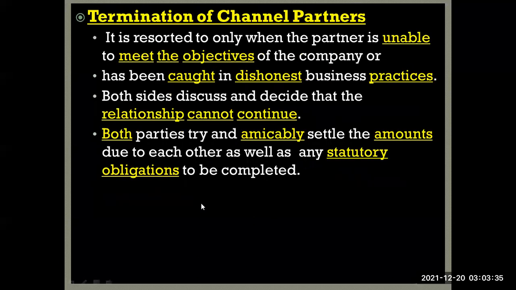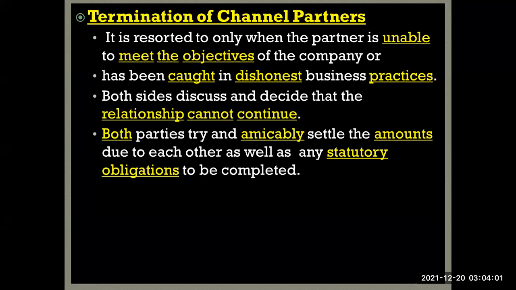Termination of the channel partners. It is resorted to only when the partner is unable to meet the objectives of the company or has been caught in dishonest business practices. So sometimes a wholesaler or retailer cannot perform or cannot sell the products. Then we should terminate their distributorship or the agency or the franchisee or the contract, and we should give it to someone who can better perform these tasks.